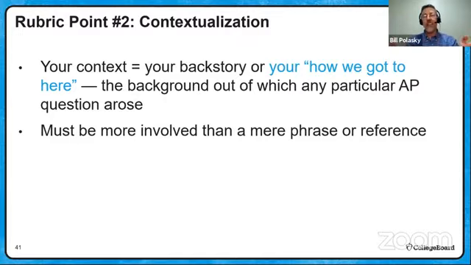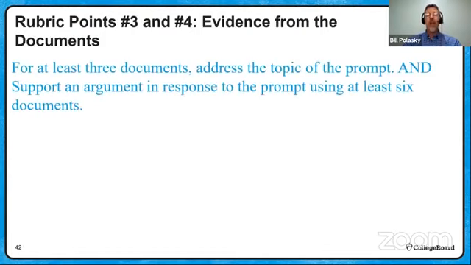This question is asking us about American involvement in Vietnam. Well, how did we get to here? Questions asking about the Great Depression and our attempts to recover from it. Well, how did we get to here? Question asking about the Seven Years' War. How did we get to here? And it's got to be more involved than a mere phrase or reference, as you'll see.